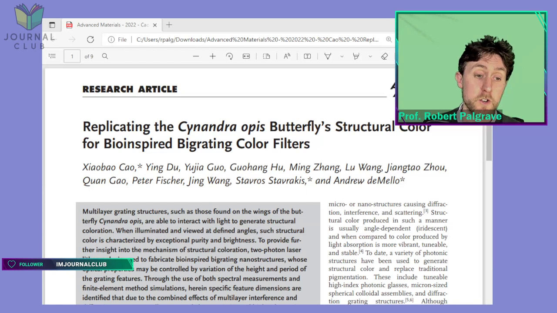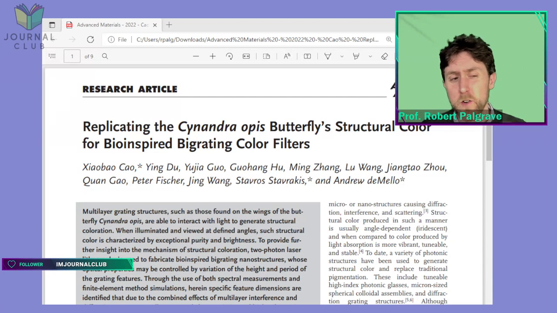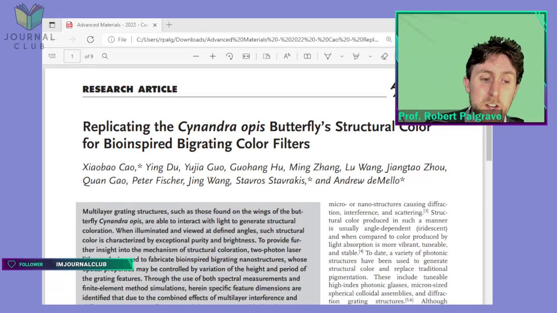But the message really is that structural color is quite common in nature, but most of the colors we see around us in the man-made world are not structural color. They come from normal dyes or from things emitting light. But let's move on to the paper we're going to talk about today.